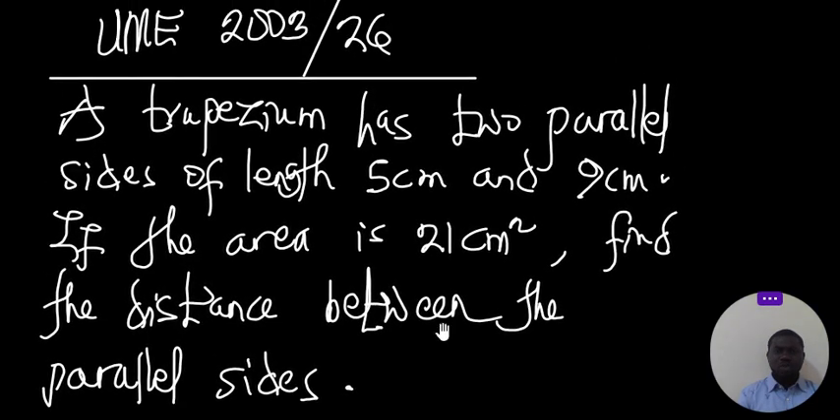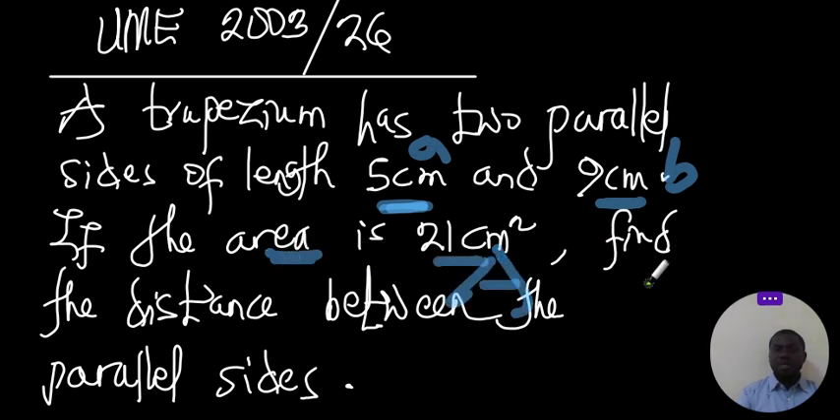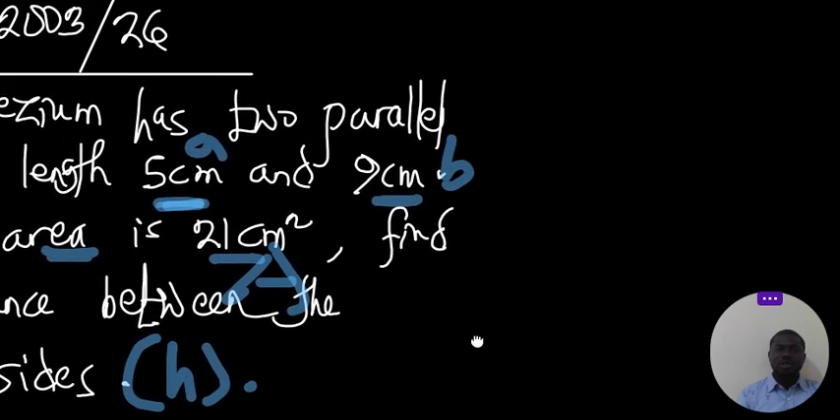Definitely a trapezium has two parallel sides. The lengths of the parallel sides are basically a and b. So this is a, this is b. The area, capital A, is 21 cm squared. Find the distance between the parallel sides. The distance between the parallel sides is the height. So that's what we're looking for.